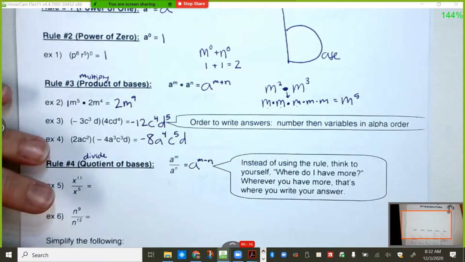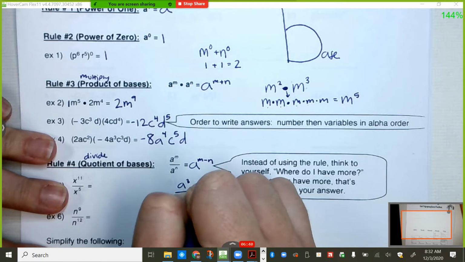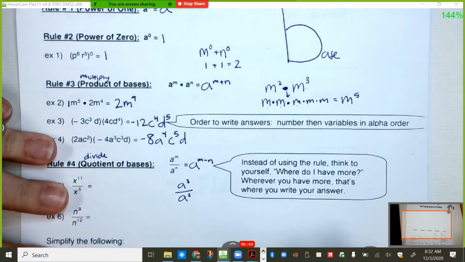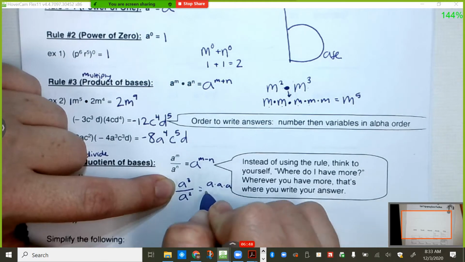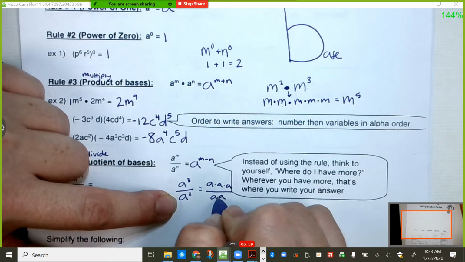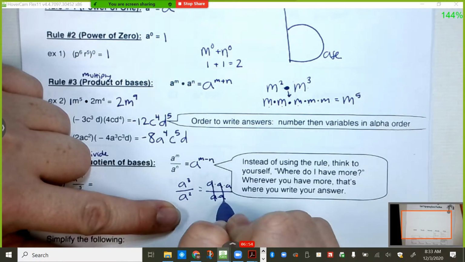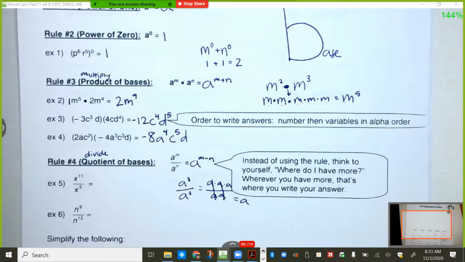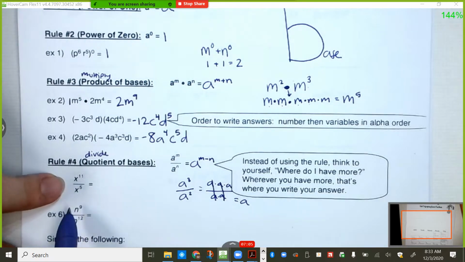Okay, and I'll show you why too here. So we'll say we have a to the 3rd power over a squared. Well, 3 minus 2 is what? 1. Now watch if I write it out. This is saying a multiplied 3 times over a multiplied twice. Well, when you're dividing and they match, don't they cancel and become 1? Well, 1 times a is just a. That's why we subtract, because they're canceling each other. Does that make sense?